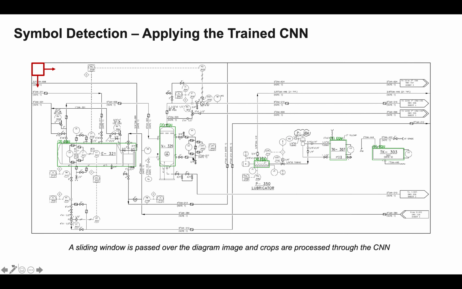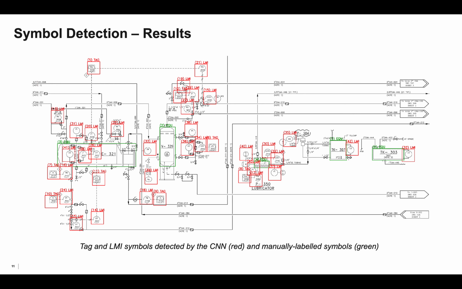To apply the final trained CNN, we passed a sliding window over the entire diagram image and processed each window through the trained CNN. These are the results from the symbol detection step. In green, you see the manually labeled symbols given by the user, and in red, you see the symbols that have been detected and classified by the CNN model. Remember that the tag symbols are the circles inside the squares, and the LMIs are just the circles. And you see here that the model does a pretty good job at recovering many of these symbols in the diagram.